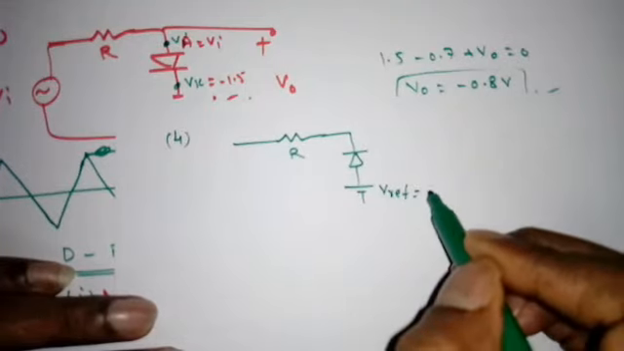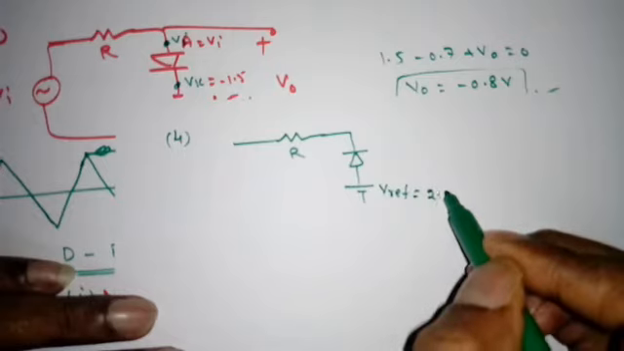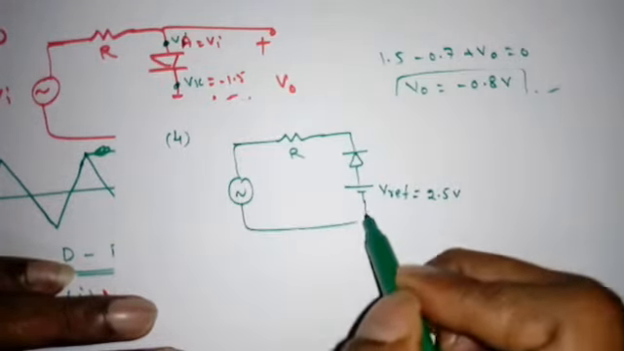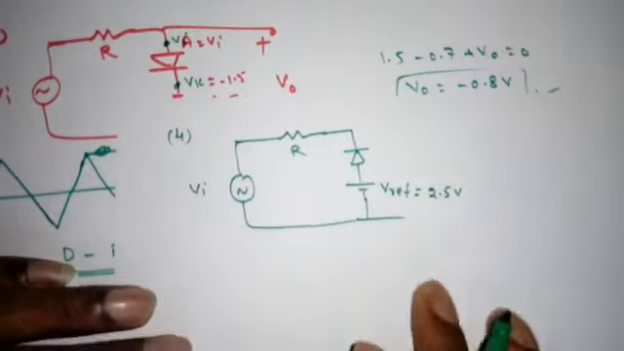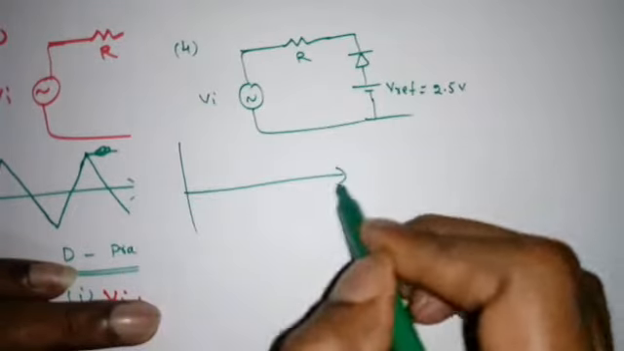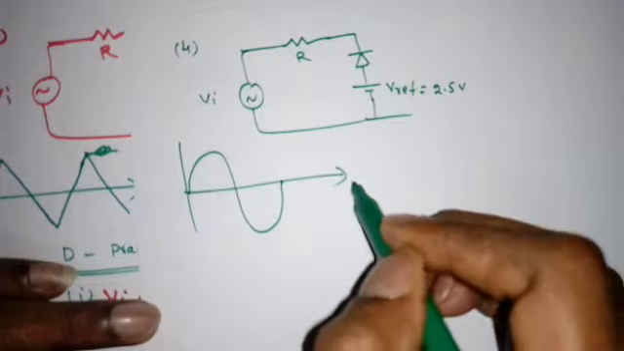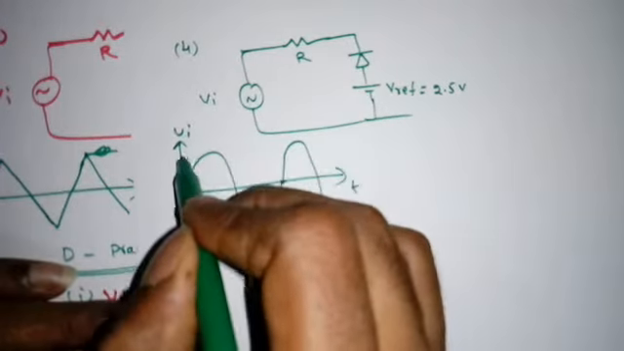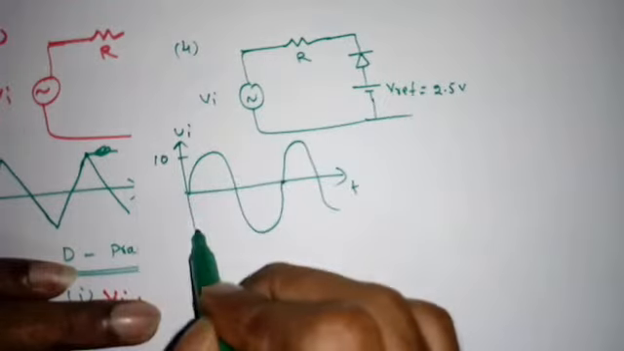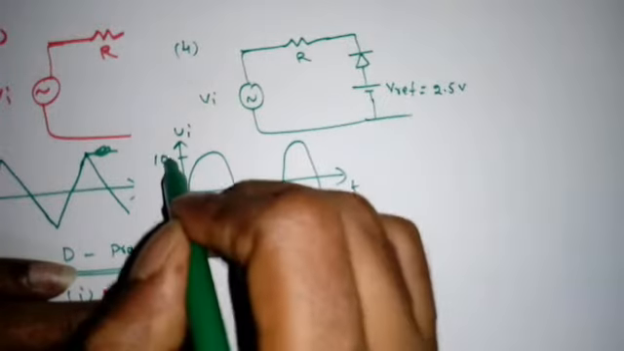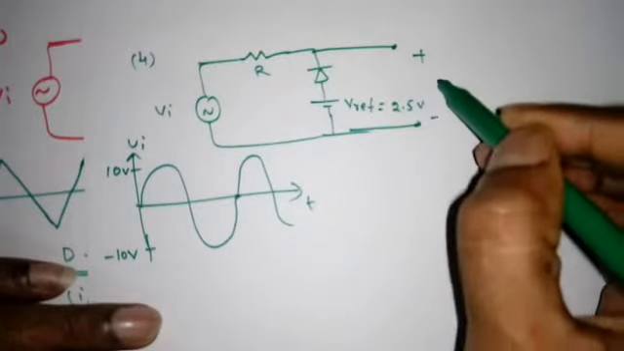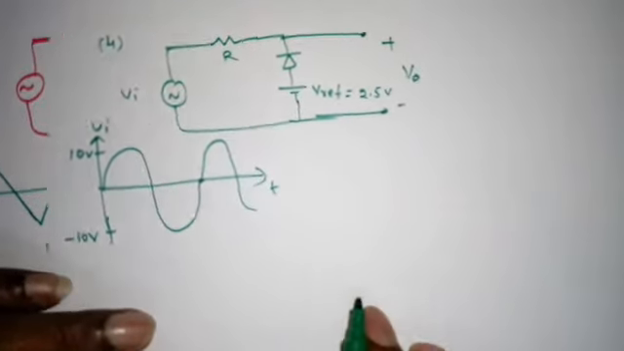So I'm taking directly some value. Suppose I take 2.5 volt. This is the VI. I am giving a sinusoidal voltage against time T, and so on. This is the VI. So here I am giving 10 volt, minus 10 volt, right? So plus minus V0, right?